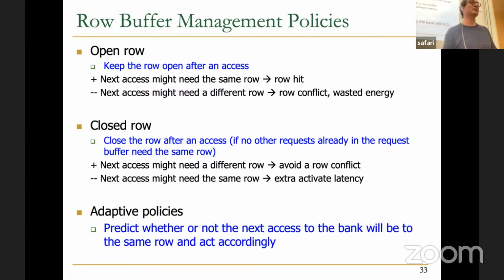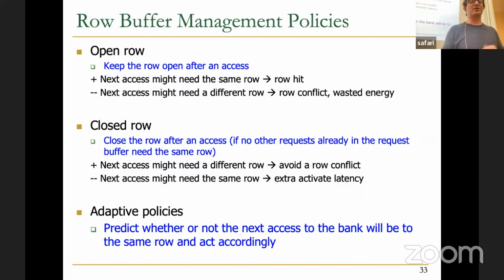And that's what a lot of controllers do. They use adaptive policies. They try to predict whether or not the next access to the bank will be to the same row and act accordingly. How you design that predictor is not easy. There could be different policies. Maybe machine learning could be employed here. But this is only one aspect of the memory controller, as you can see, right? Row buffer management is an important aspect, but it's only one aspect. Clearly, this integrates also with the scheduling policy in the memory controller. Do you actually exploit row buffer locality as much as possible? That would be useful in general in memory controllers.